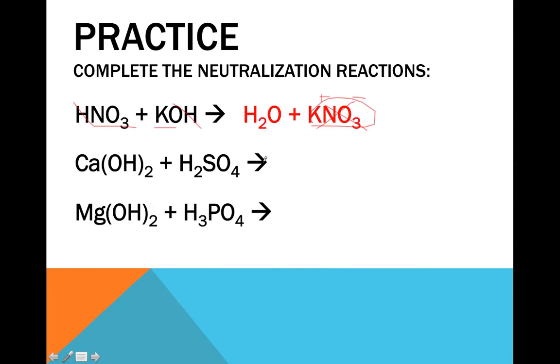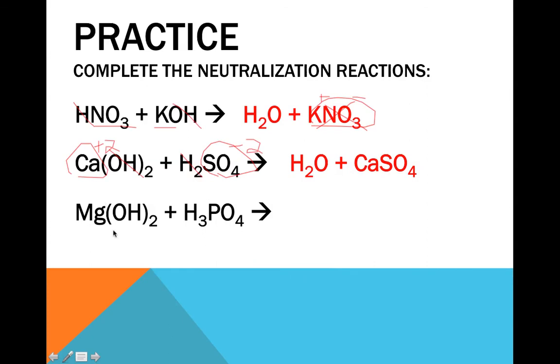So let's look at number 2. Okay? The OH and the H are going to make water, right? And so that means my salt is going to be made of Ca, calcium, and sulfate. Okay? Ca is plus 2, and sulfate is minus 2. So when you crisscross plus 2 and minus 2, they're going to cancel because they're both 2's, and so you just get water and then CaSO4, calcium sulfate.